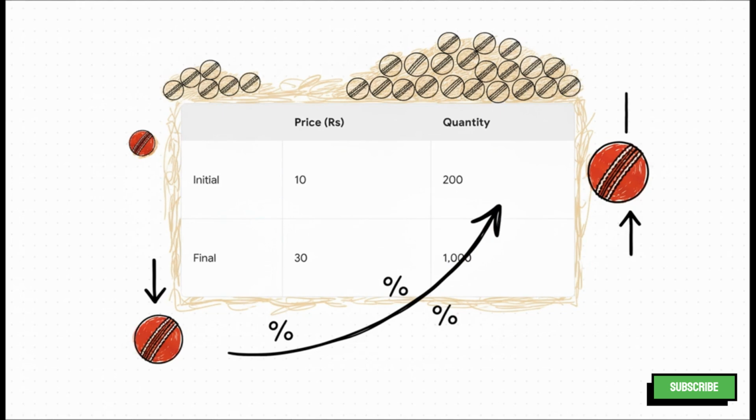Let's talk cricket balls. Say the price is 10 rupees, and at that price, suppliers are making 200 balls. Now, what if the price jumps up to 30 rupees? And let's say suppliers respond by cranking out 1,000 balls. Let's do the math. The percentage change in quantity is a whopping 400%. The percentage change in price was 200%. So we just divide them. 400% divided by 200% gives us an elasticity of 2. Since 2 is a number greater than 1, we say that the supply is elastic, meaning it's very responsive to price changes.